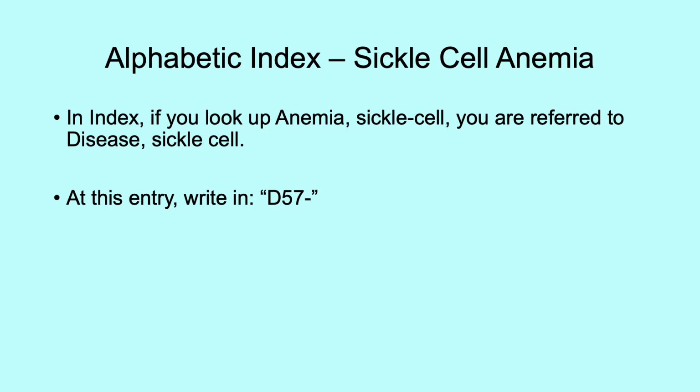Okay, if you're trying to find the code for sickle cell anemia, you might first look up anemia, which makes sense, subterm sickle cell, but it's not there. So there's a reference to see disease, sickle cell. So sickle cell anemia is listed under disease, sickle cell. But if you go to anemia, sickle cell, where it refers you to disease, write in D57 and you have it right there.